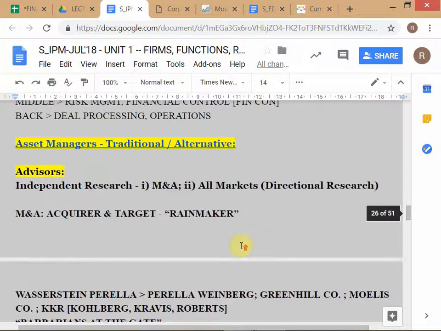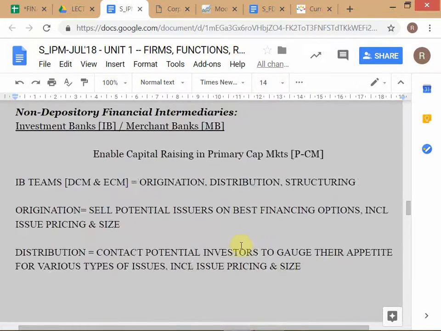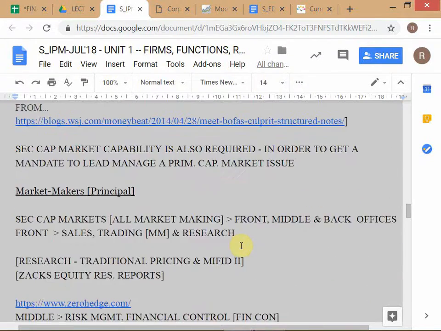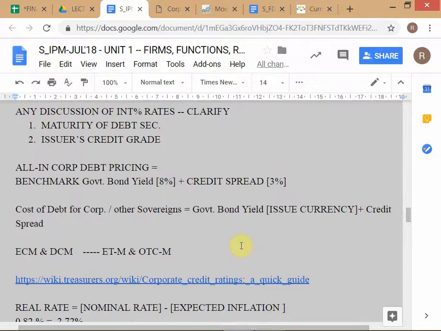Ceteris paribus, if credit spreads are going up, what is happening to the bond yield? It's increasing. If the credit spread is going up, what is happening to the corporate bond yield? Increasing. Everyone is clear? Okay, so now you see the logic.